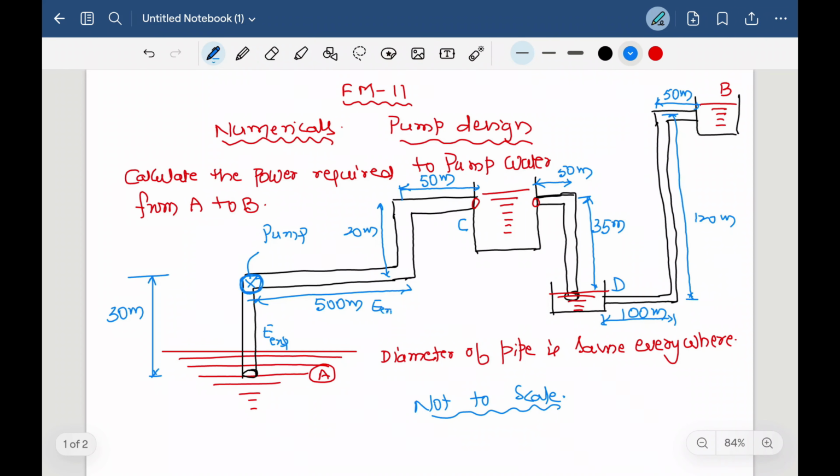Here also energy is expended. Again from here to here energy is expended. Here to here energy is expended. From here to here energy is expended. From here to here, what happens? It will fall by gravity.